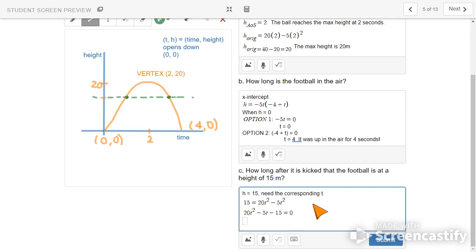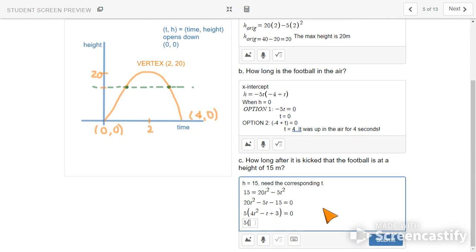I could substitute this into the quadratic equation, or I could factor it. I'm going to try to factor it first because factoring is faster than using the quadratic formula. And simplified, we have 5 times... Oops, I have made a mistake.